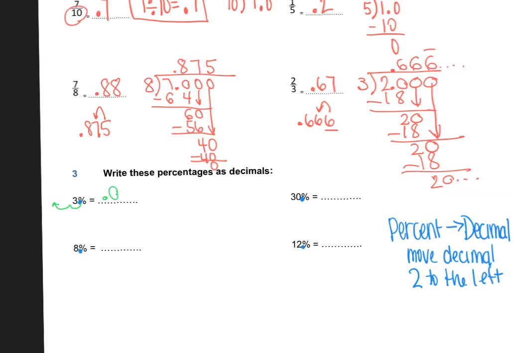So for this first one, I get 0.03. Whereas for the second one, I get 0.30. So you see the difference. If I'm taking 3% of something or 30% of something, I want to get that right because there's going to be a difference. 8% is 0.08, and then 12% is 0.12. And I'm all done with that.